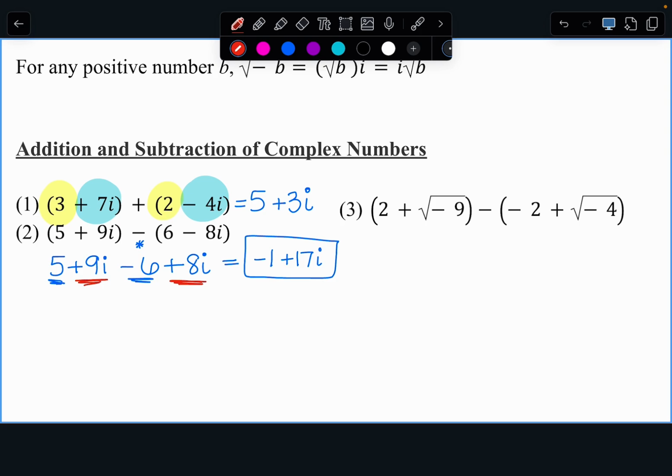Okay? When we have questions like number 3, the first thing we want to do is rewrite it using i's. What I mean by that, we have a square root of a negative number. This can be rewritten as 2 plus, what is the square root of 9? 3. And it's imaginary because there was a negative under the radical, okay? Minus negative 2 plus. Do the same thing here. There's a negative under the radical, so that means there's an i. And what is the square root of 4? 2. Here we go.